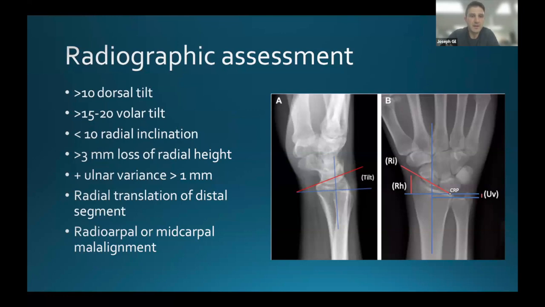Malunion would be defined as dorsal tilt that exceeds 10 degrees, volar tilt that exceeds 15 or 20 degrees, radial inclination that is reduced under 10 degrees, and loss of radial height of 3 millimeters. Again, issue with ulnar variance compared to the contralateral side. Radial translation of the distal segment of the radius relative to the shaft on the AP or the coronal plane. And then radiocarpal or midcarpal malalignment secondary to the carpal adaptive instability.